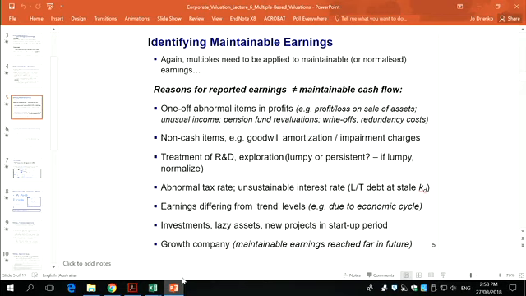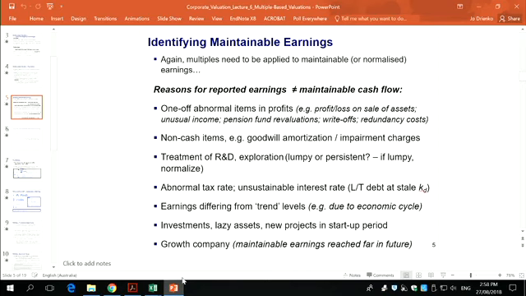So whatever the cost is, make sure to remember to think, do I have to multiply it by 1 minus the tax rate? The answer to that question is usually yes. All right, so everything has to be after tax because the reported and the maintainable earnings are all after tax as well.